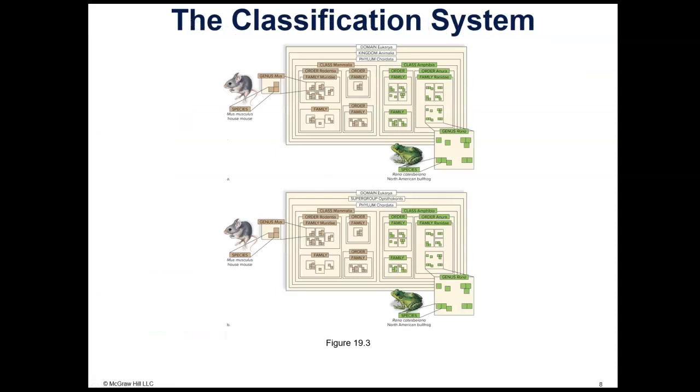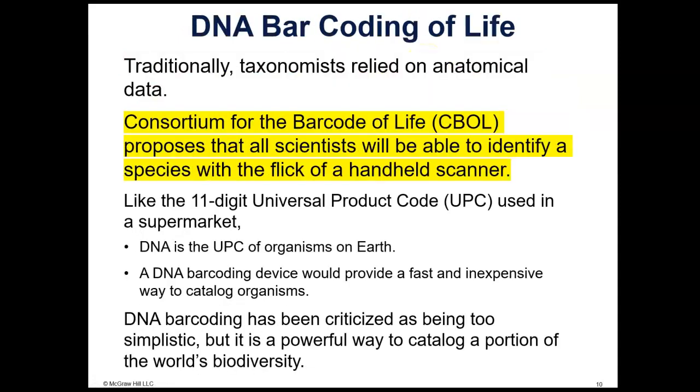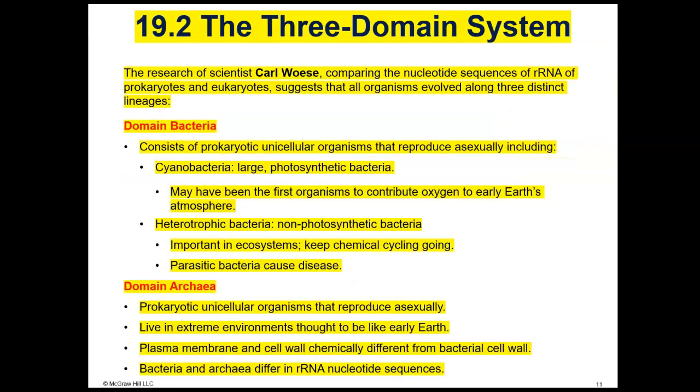And I don't want to go over that page. I don't think it's very helpful. So for classification groups, the higher the category, the more inclusive it is. In other words, the more organisms it includes. So the species is the most exclusive and the domain is the most inclusive. I'm going to skip that.